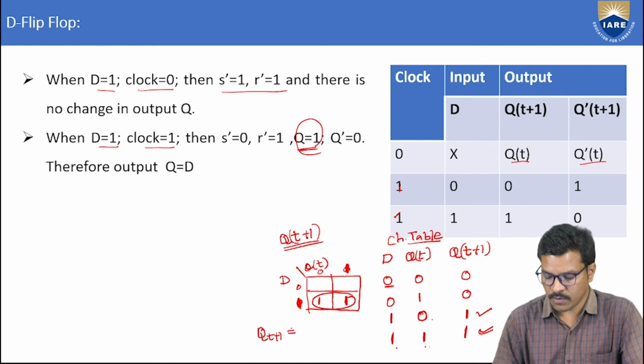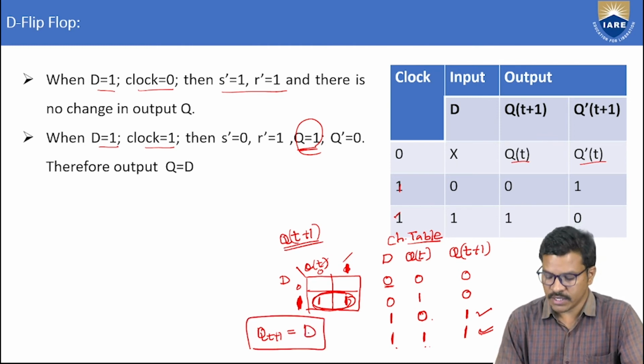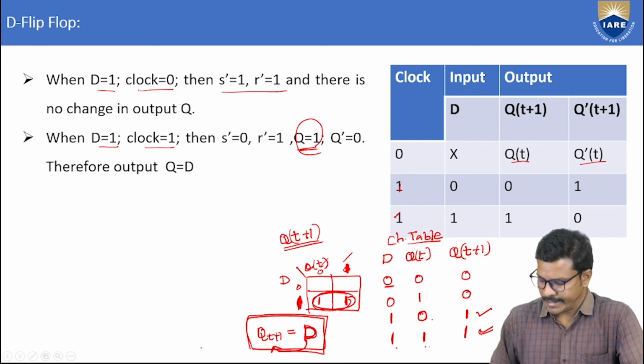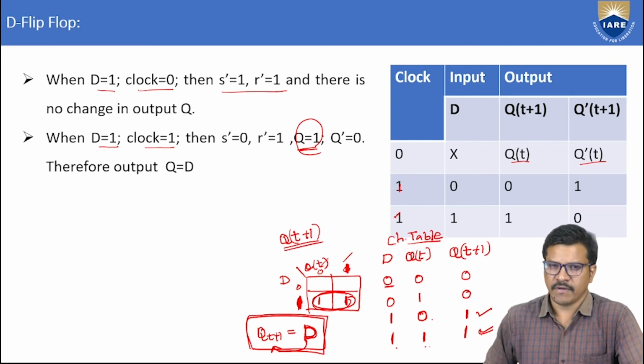Qt plus 1 is equal to, this pair covers the two columns, so cancelling these two columns, we only consider this row, which is nothing but D. So Qt plus 1 is nothing but D. Whatever the D input, the same appears across the next step, which means Qt plus 1 is equal to D. That's why it's called a delay flip-flop or a data transfer flip-flop.